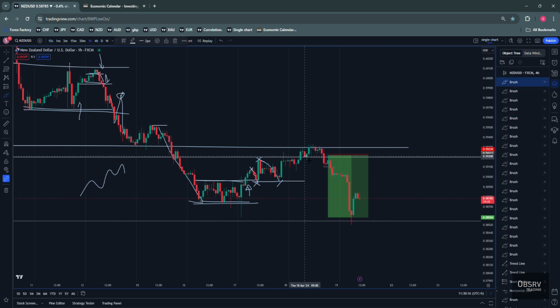This buyer, in the process of all of this pullback, notice that at any time the seller was not in control until this happened. The seller went through this buyer.